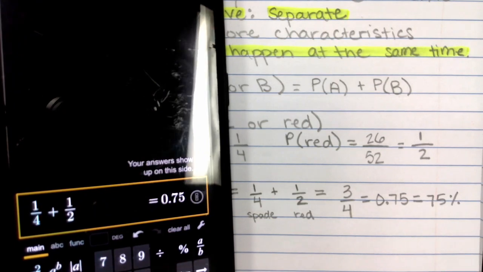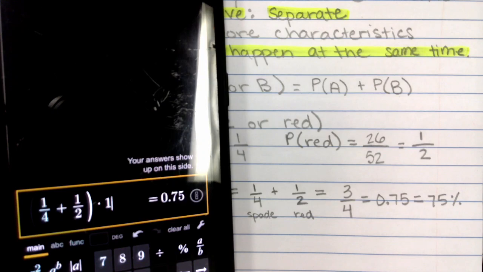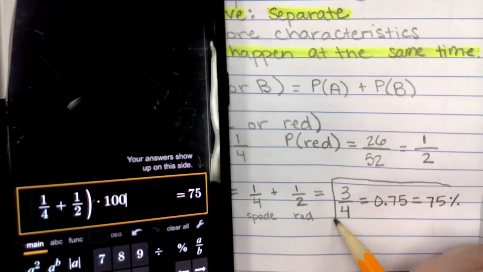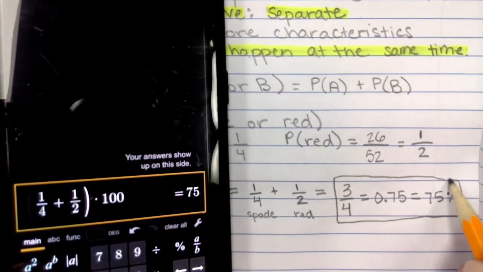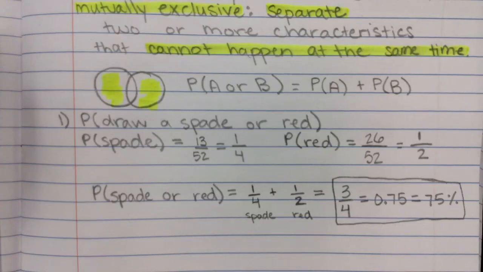So is that impossible, unlikely, equally likely, even chance, likely, or certain? Likely, yeah, it's likely that you get a spade or a red. That's the majority of the cards. And spades and reds are separate, so that was what made them mutually exclusive.